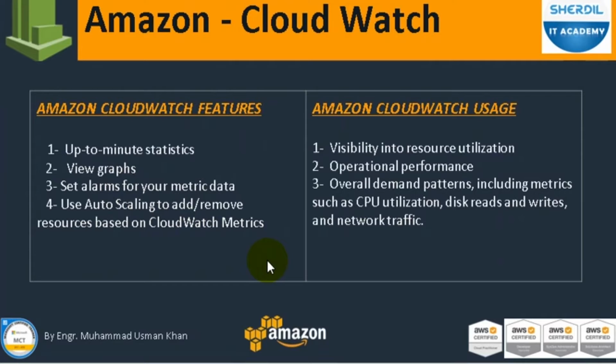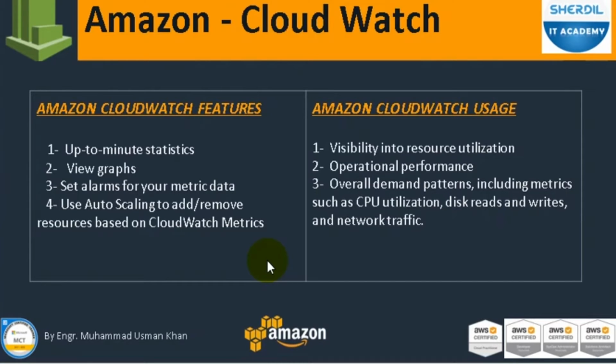These are some of the cool features which you can use. The features are up-to-the-minute statistics. You can view graphs of when the CPU went high and when the CPU went low in the past 1 week, 1 day, 24 hours or 12 hours. Set alarms on your metric data, like if you want that whenever your CPU goes to 70%, the machine should be terminated, the machine should be auto scaled to 2 machines, or the machine should be stopped or rebooted. You can do anything.